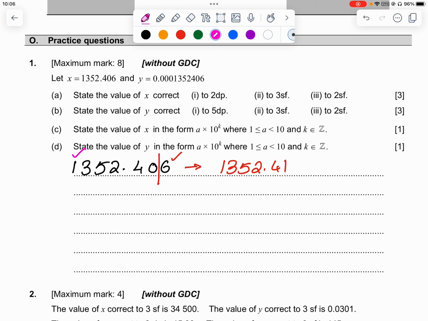Three significant figures. I have to have three significant figures. So 1, 2, 3. So this number is less than 5. So make all zeros from there. So part 2, three significant figures is 1350.